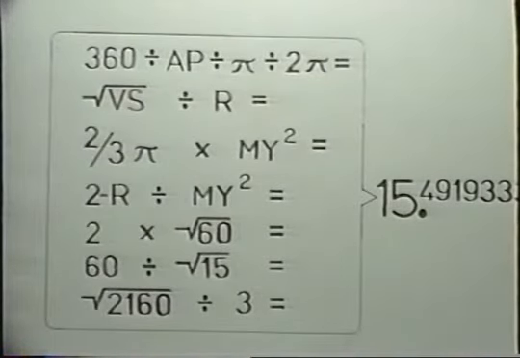here they are, all mixed up. The 360-degree base system, alternate pi, pi and double pi. The square root of the volume of the 360-degree sphere, the radian, 2/3 pi, the square of the megalithic yard, the double radian, the 2, 15, and 60 from Stonehenge, and even the square root of 2160. Why do they come to focus on 15.49193338?